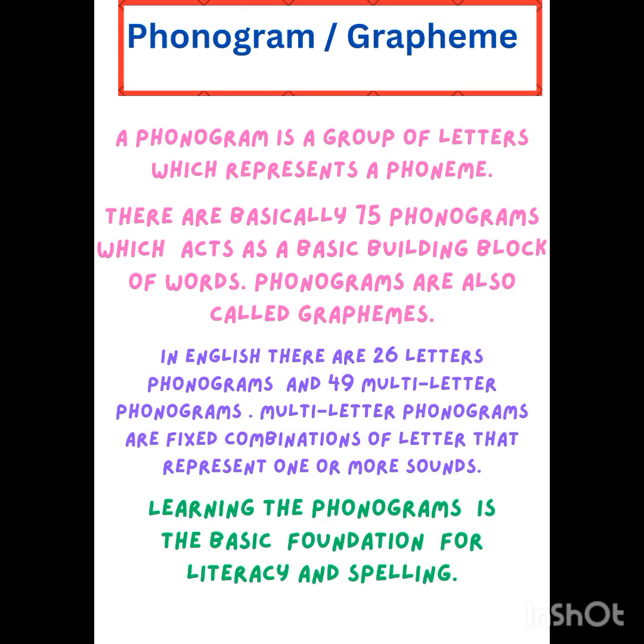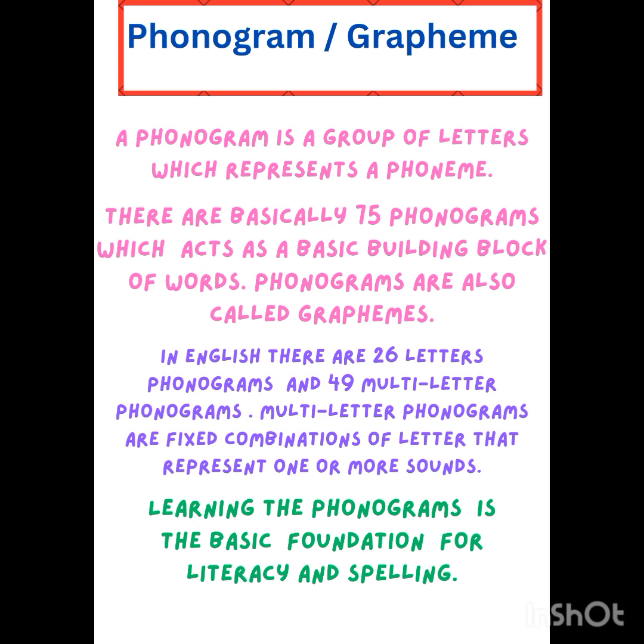A phonogram is a group of letters which represents a phoneme. A phoneme means sound, and a phonogram is a combination of letters that makes that particular sound. There are basically 75 phonograms which act as the basic building blocks of words. Phonograms are also called graphemes.